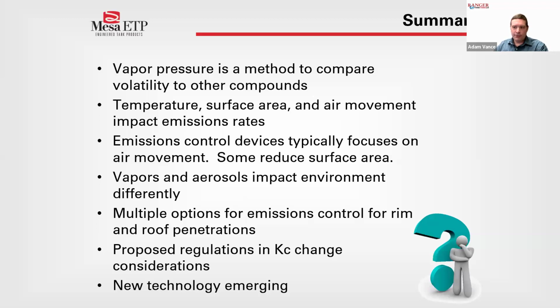So in summary, today we discussed vapor pressure and how it is used to compare volatility between different products. We discussed the 3 variables that impact emissions rates, and those are temperature, surface area, and air movement. Emissions control devices typically focus on air movement reduction, with some designs addressing surface area. Temperature is typically not a focus in emissions control reduction.